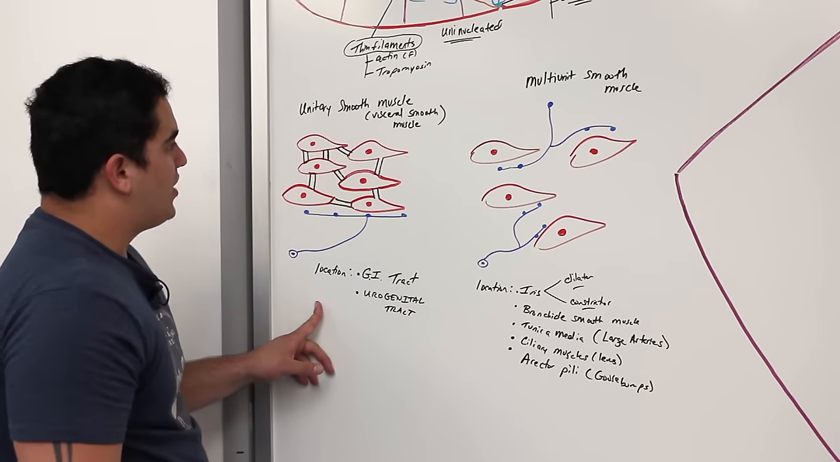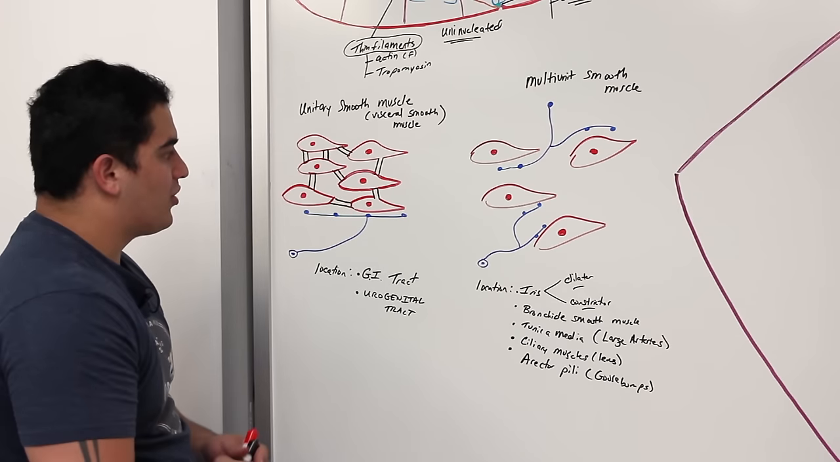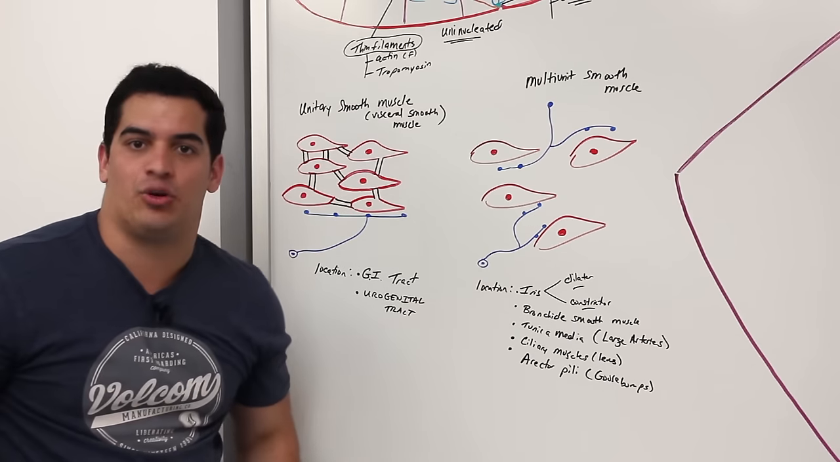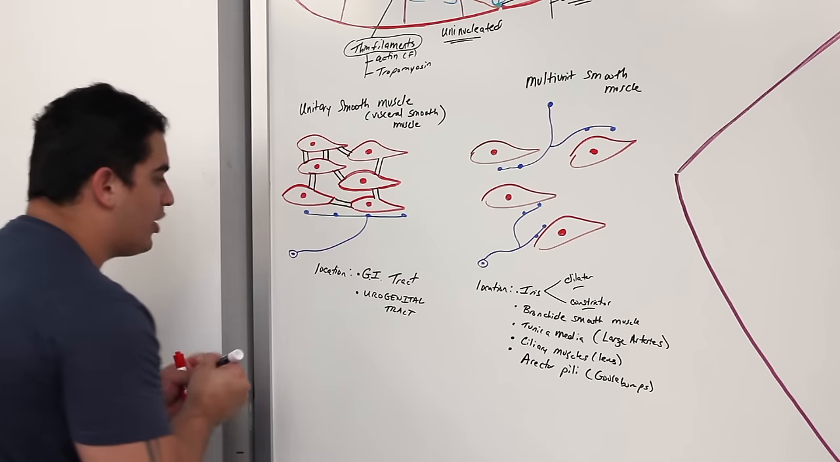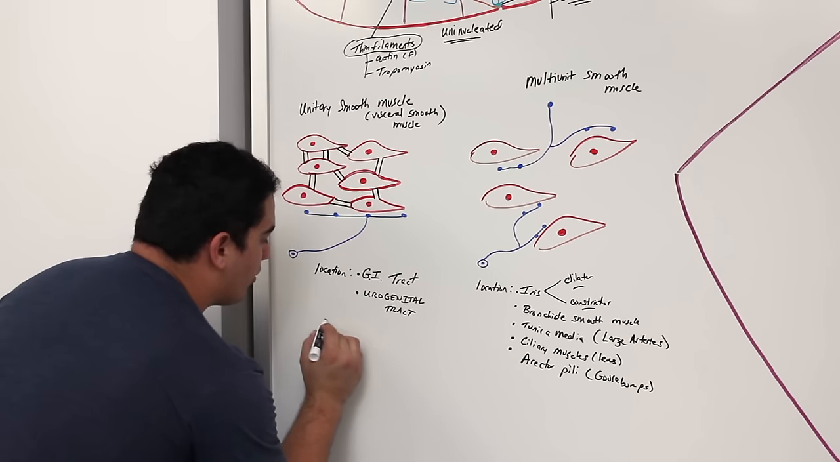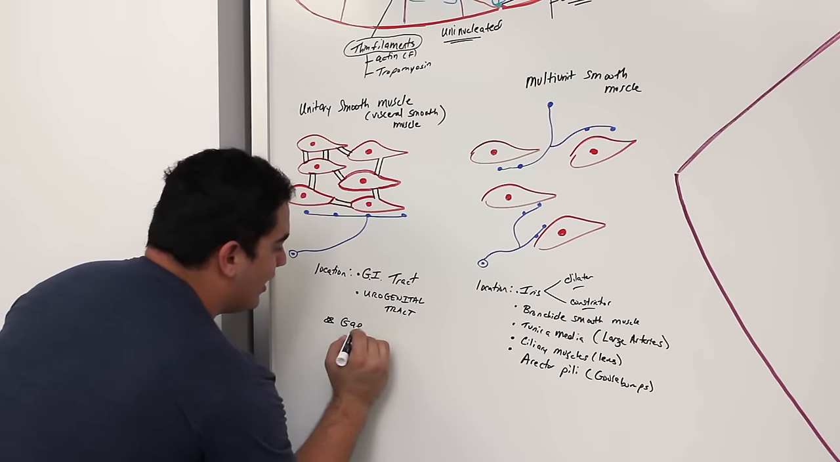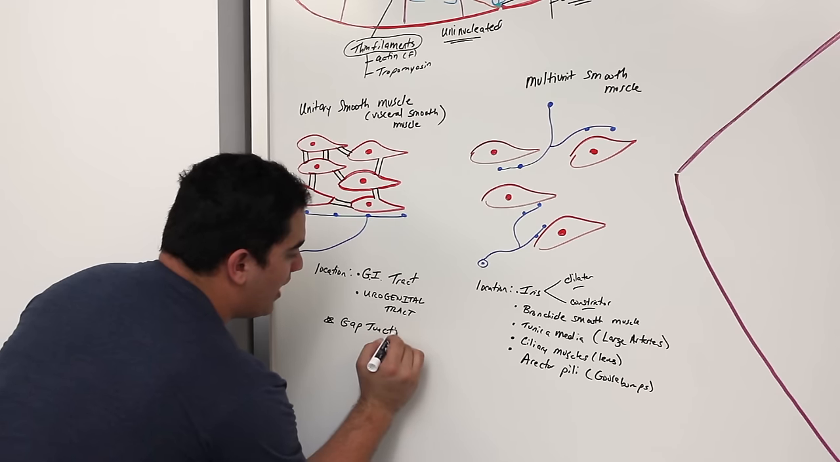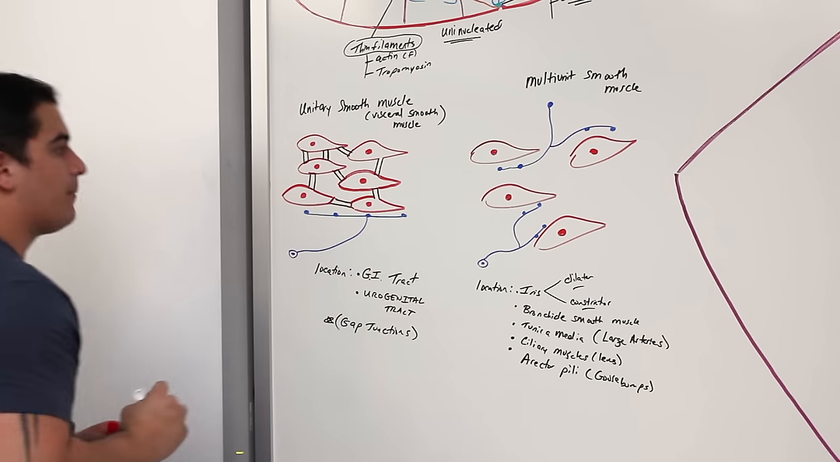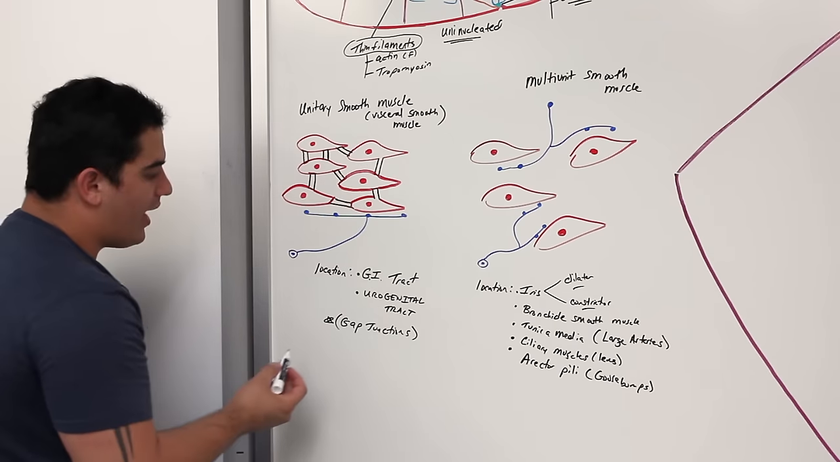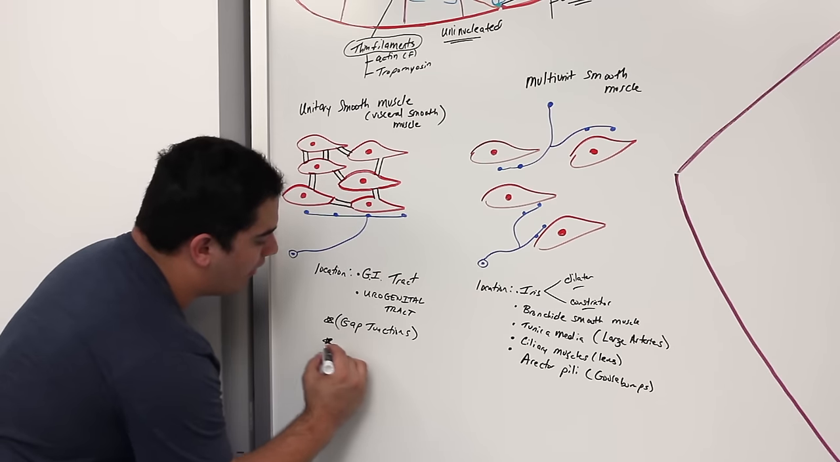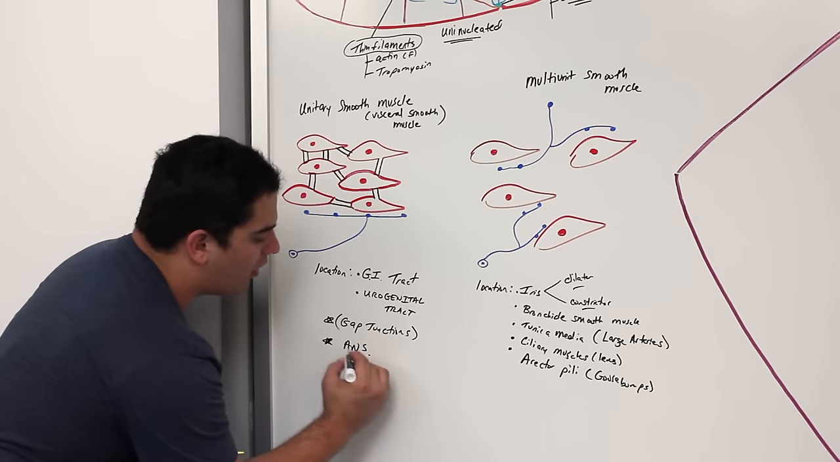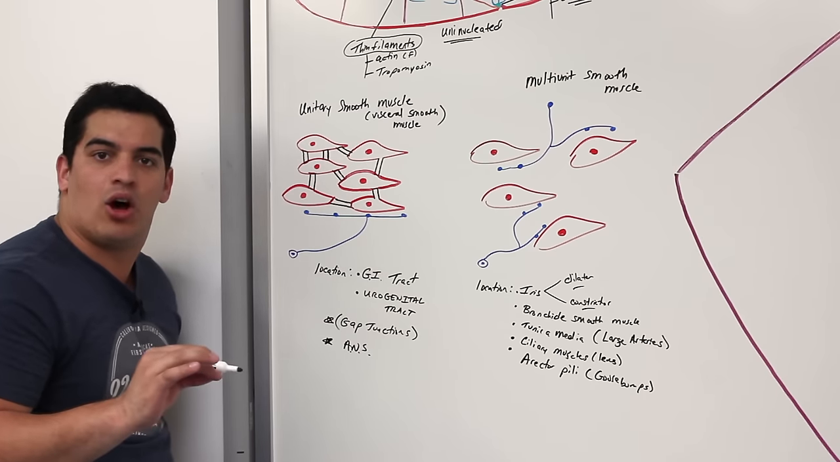The next thing we need to understand is that these unitary smooth muscles are actually interconnected with one another, especially through these specialized structures called gap junctions. And gap junctions just basically connect the subunits. Another thing is that it's innervated by the autonomic nervous system. Most of our smooth muscle is innervated by the autonomic nervous system.